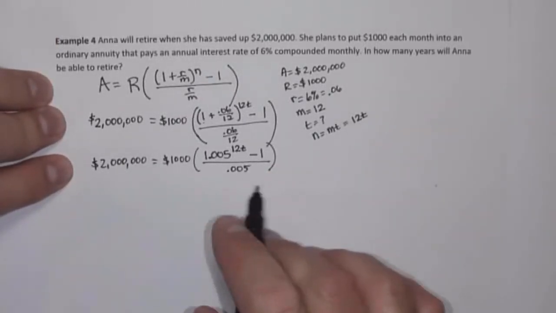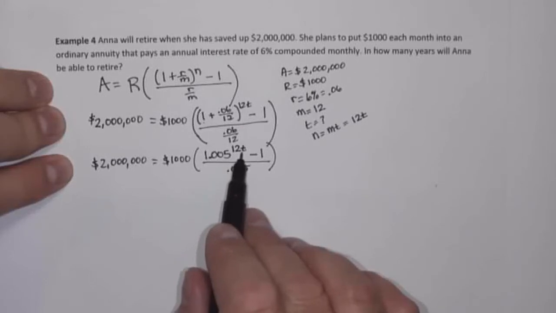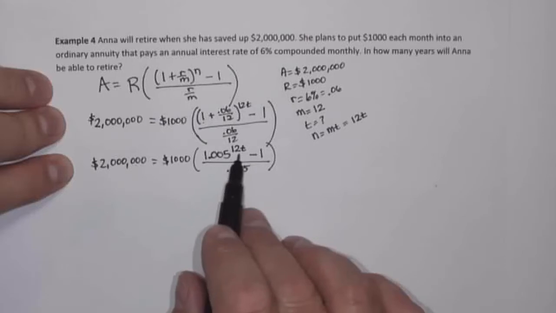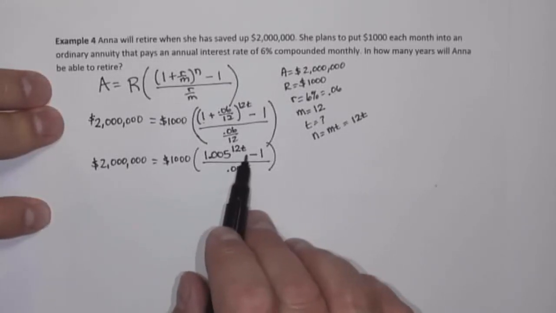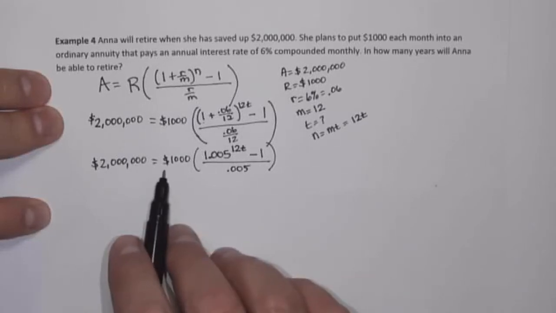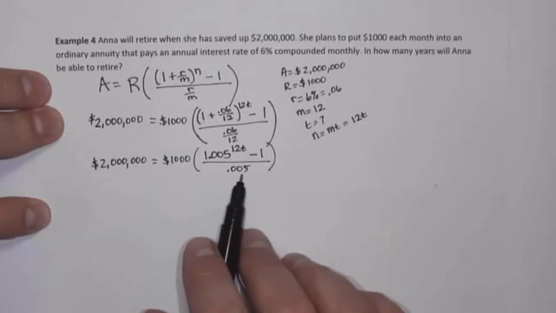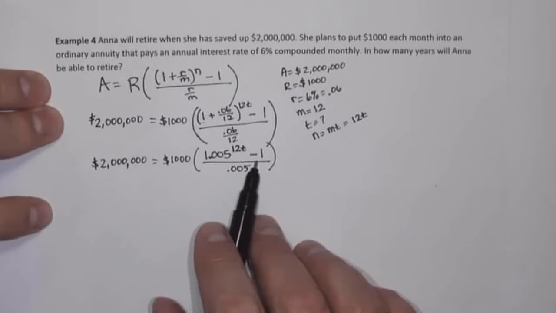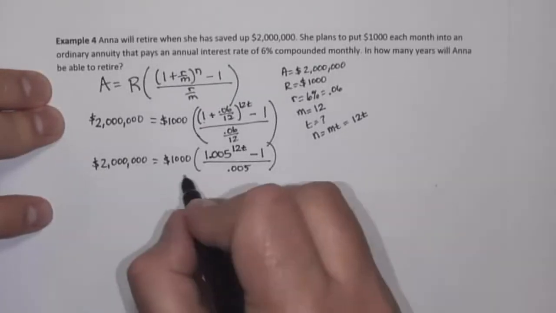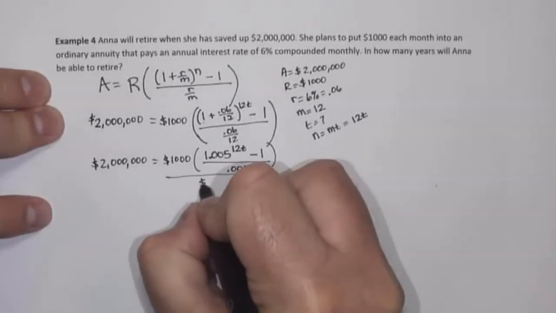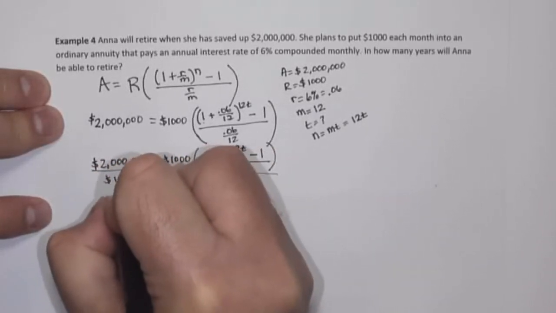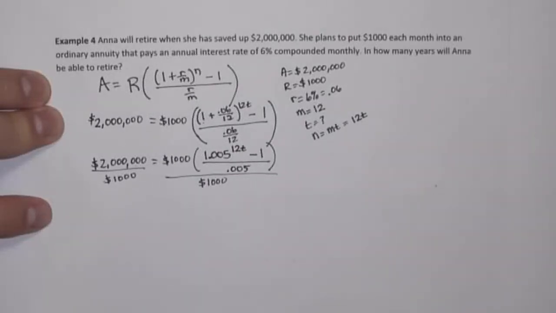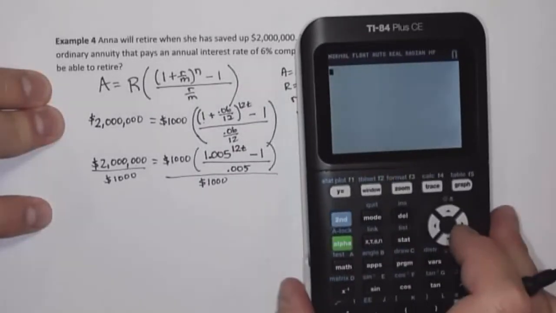Well, how can I clean this up and solve for t? Well, notice that t is an exponent, so I'm going to have to eventually get that down from being an exponent, and to do that is going to require logarithms. But before I can do that, I need to get rid of the 1,000, I need to get rid of the 0.05, I need to get rid of the minus 1. So I'm going to start by dividing both sides by $1,000. You could do this different ways, but that's where I'm starting. Well, bring in my calculator.